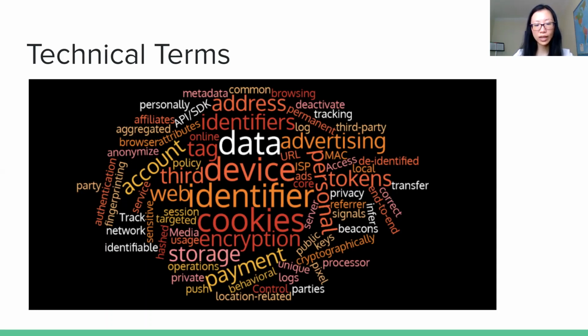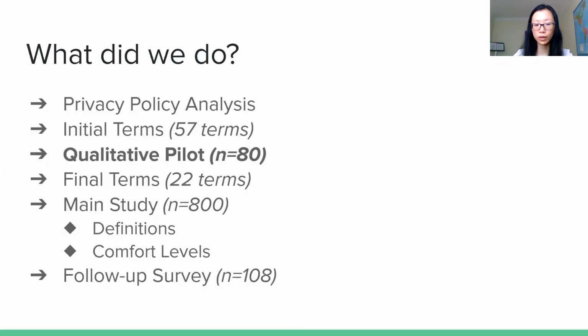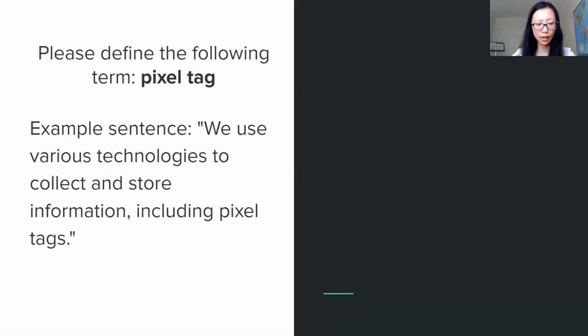Now that we have these terms, it was time to run our pilot study. Our first line of inquiry, our first research question, was on misconceptions and whether users knew the meaning or general meaning of these terms. How we did this in our pilot study was, let's take one of our terms, pixel tag, as an example, right? We gave an example sentence for pixel tag, and we asked users to define in a text box what they thought pixel tag was. And so we can look at some of the answers that our respondents gave.